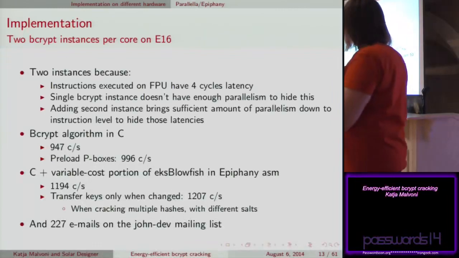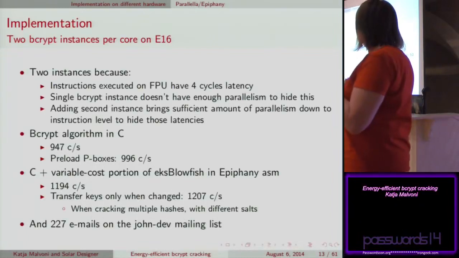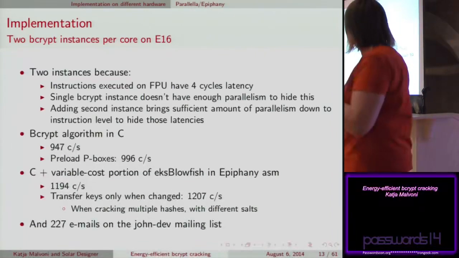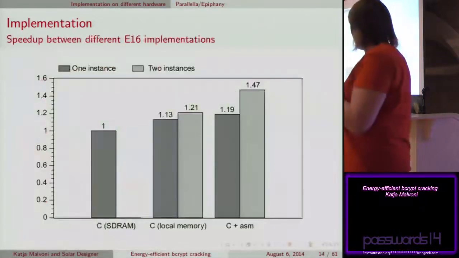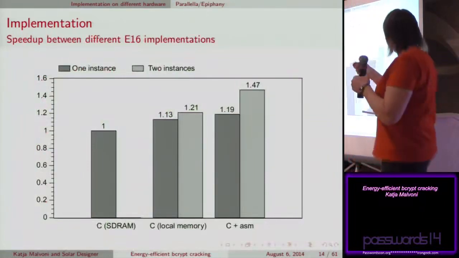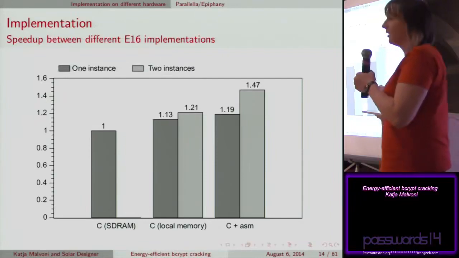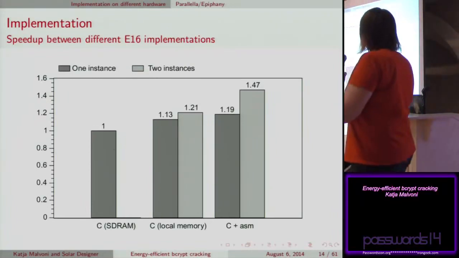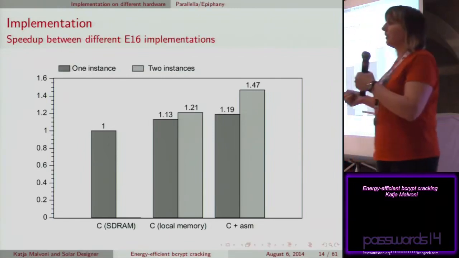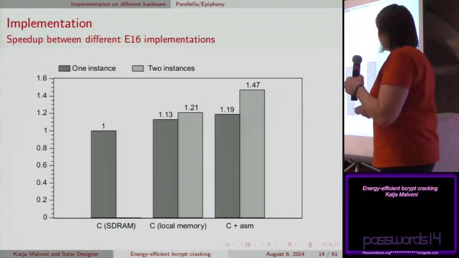And again, assembly. This time, it really paid off. In the end, 1207 cracks per second compared to 820 at the beginning. This is just a relative speedup of different implementations. And it is really important to notice that the optimized assembly implementation for 2 bcrypt instances is much faster, mostly because we actually have enough instructions to use the underlying hardware platform.